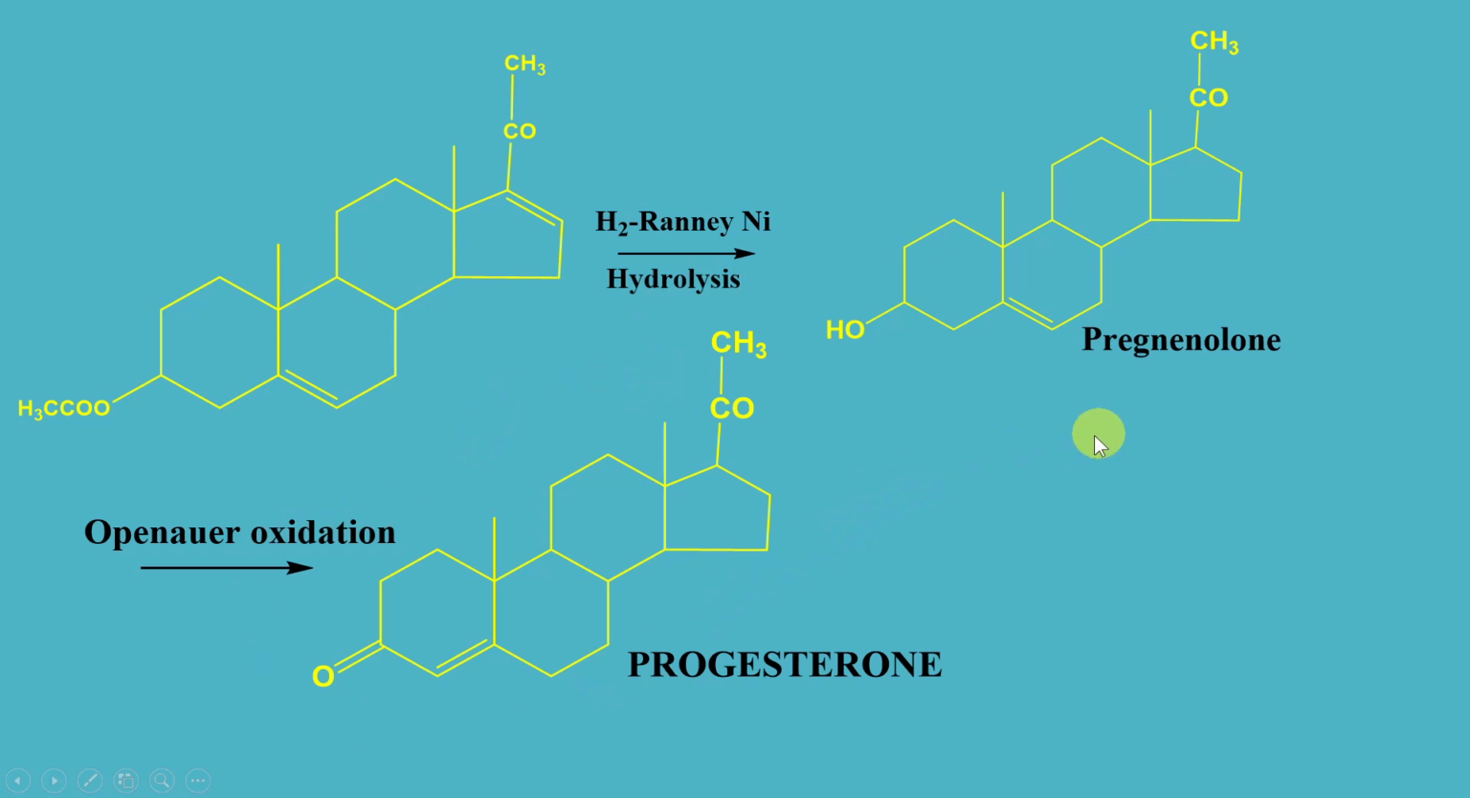It is formed from pregnenolone by the open air oxidation. See the open air oxidation. The double bond first shifts between these two adjacent carbon atoms, and then the secondary alcoholic group gets oxidized to keto group to get progesterone. Okay, this is how the cholesterol molecule gets converted into the sex hormone progesterone.